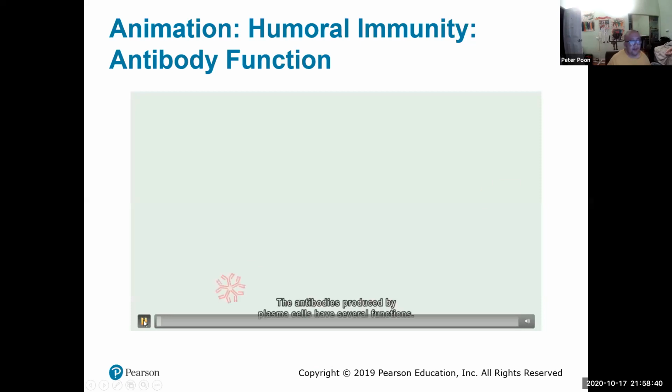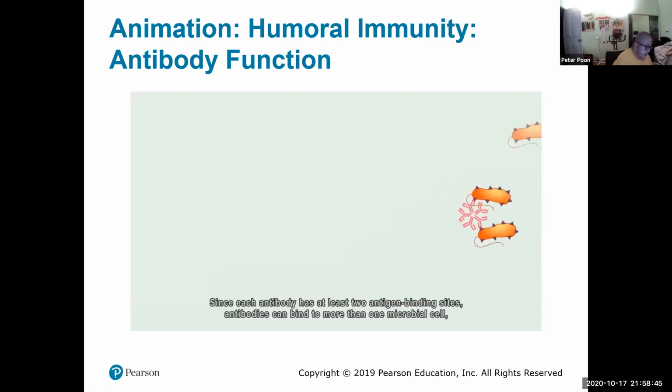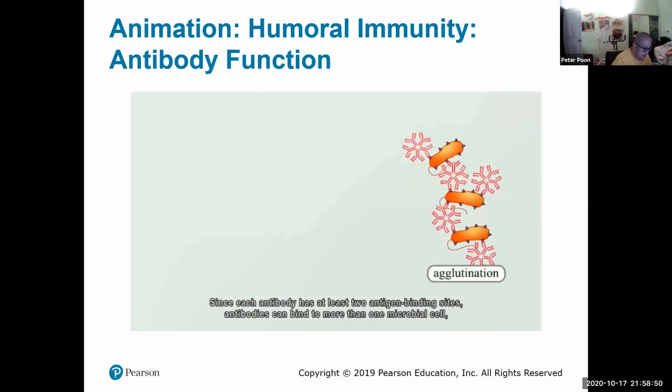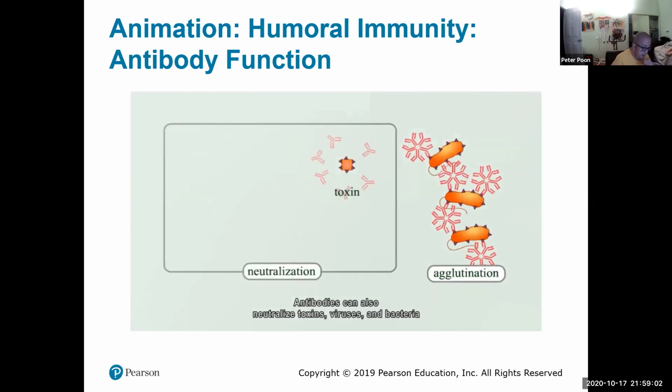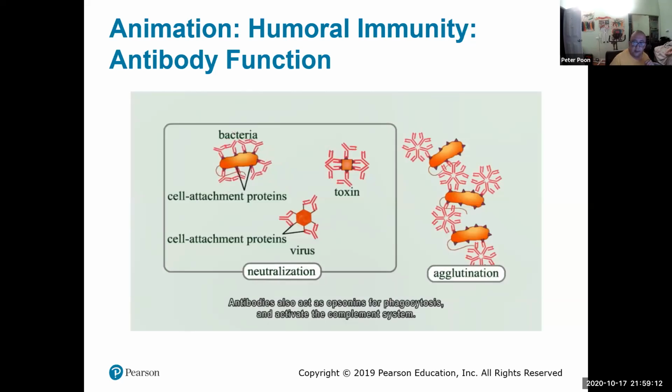The antibodies produced by plasma cells have several functions. Since each antibody has at least 2 antigen binding sites, antibodies can bind to more than one microbial cell, resulting in agglutination or clumping. This agglutination helps remove the microorganisms from the body. Antibodies can also neutralize toxins, viruses, and bacteria by binding to critical portions of the toxin or blocking proteins necessary for attachment to cells. Antibodies also act as opsonins for phagocytosis and activate the complement system.